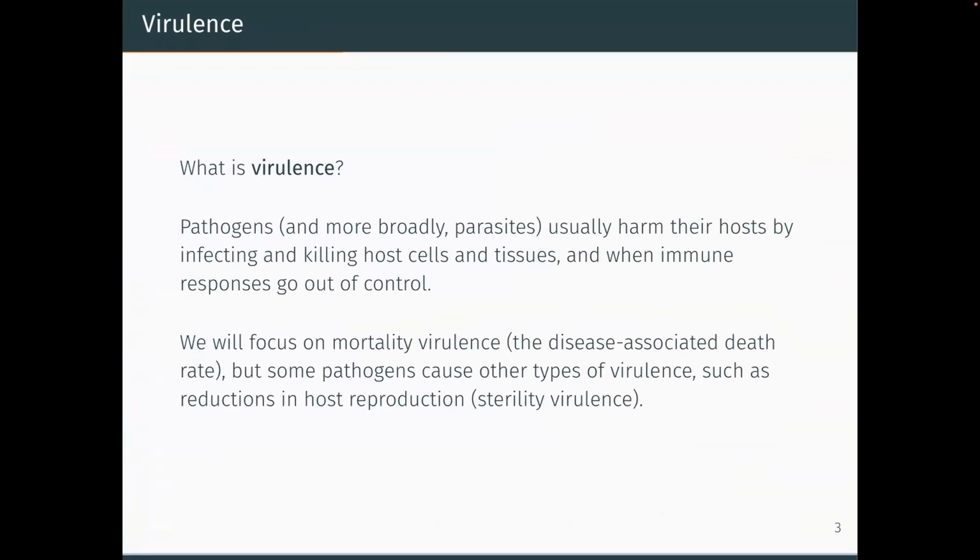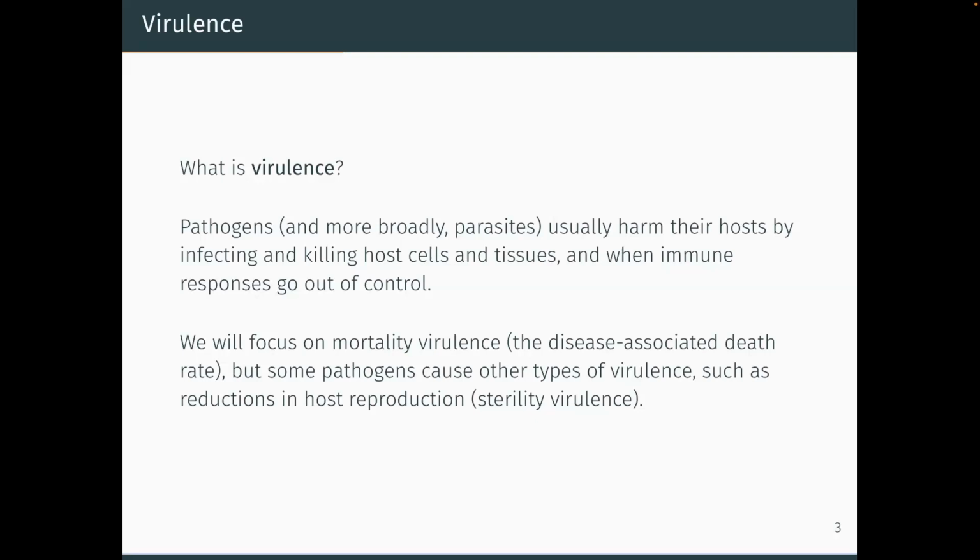Okay, so first of all, a little bit of a primer about virulence. Essentially you can think of it as the harm done to the host. It could be just how sick hosts get. It could be whether it causes mortality, death, so the mortality rate or how quickly it causes mortality. It could also be effects on host fecundity, so reproduction rate. Some pathogens can sterilize the host or reduce their reproduction rate as well. So there are various different types of virulence.